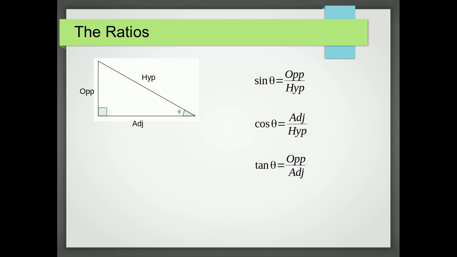Now these ratios are very important, and you hopefully will have recognised the sine, the cos and the tan from buttons on your calculator. It's important that we can remember that sine is the opposite over the hypotenuse, that cos is the adjacent over the hypotenuse, and that tan is the opposite over the adjacent.